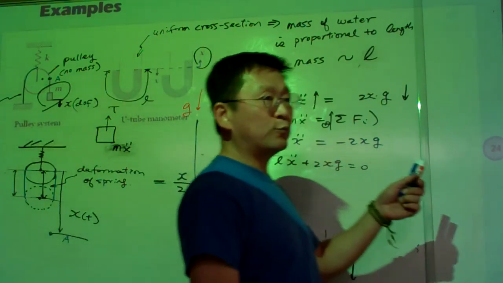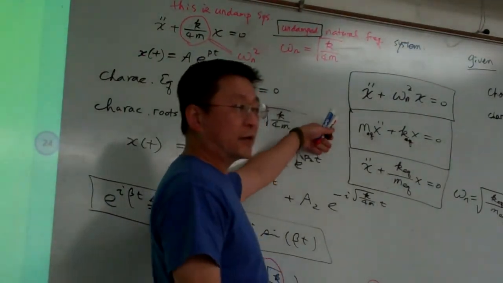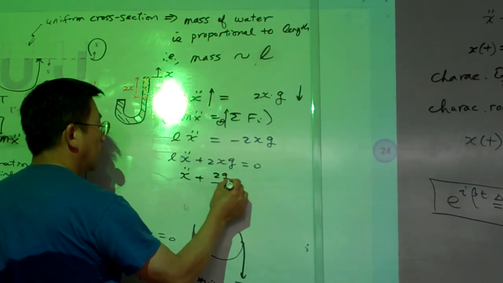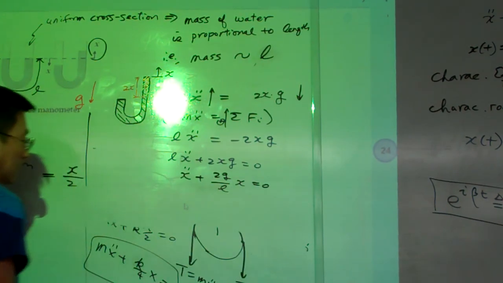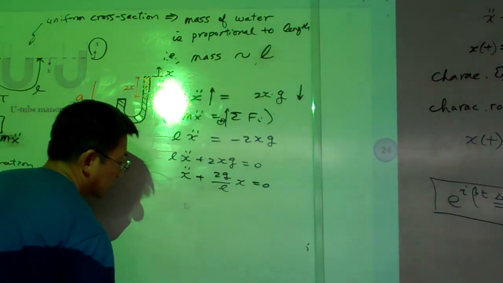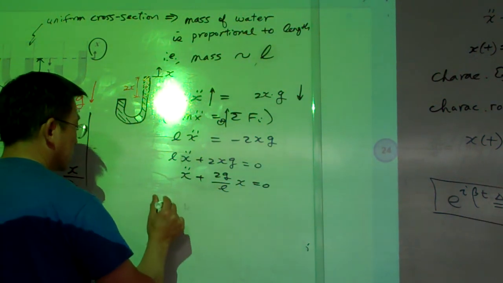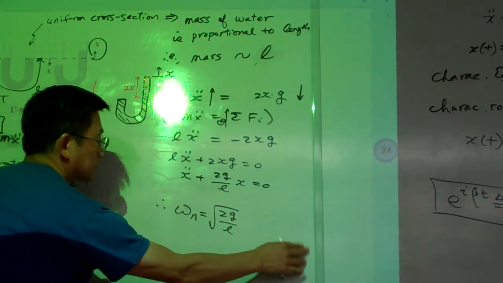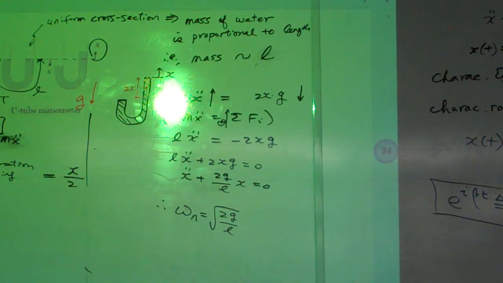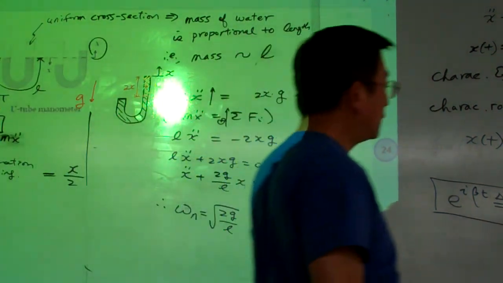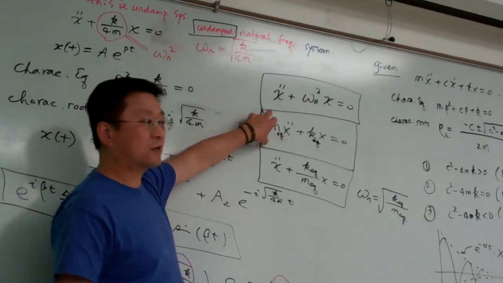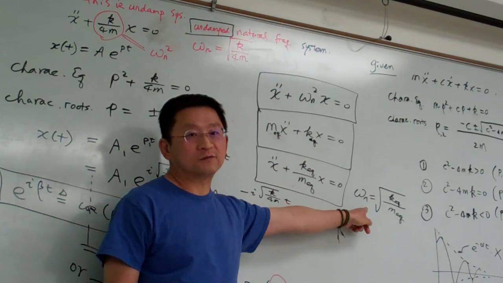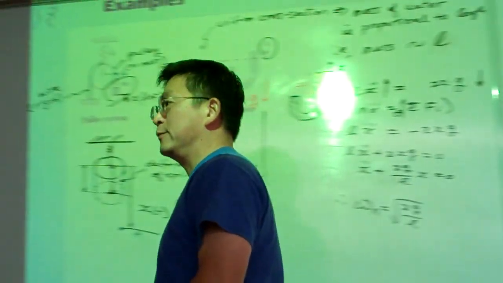Again, let me put that into our standard template form. From here you can see x double dot plus 2g over L times x equals 0. So the undamped natural frequency will be equal to the square root of 2g divided by L. From the very final step, I simply put it into the standard template, which makes it easier for us to pick up the frequency.